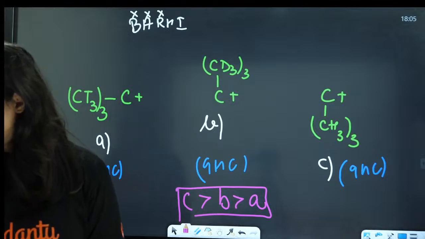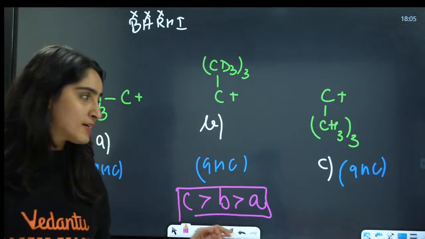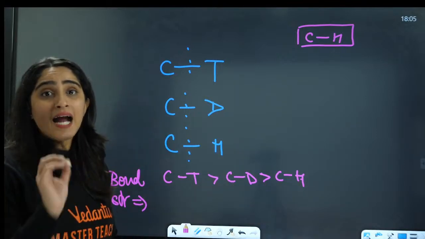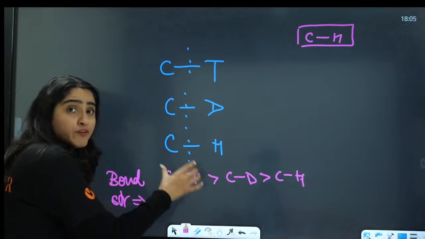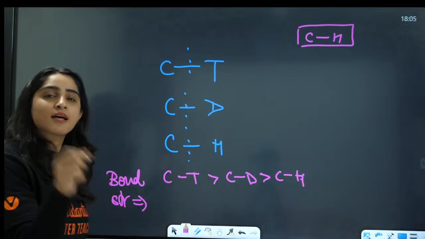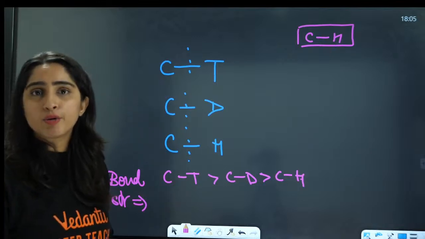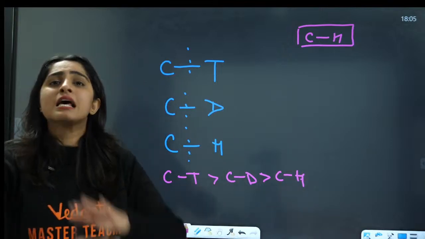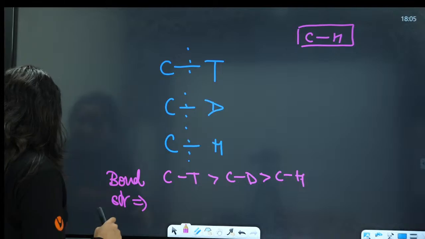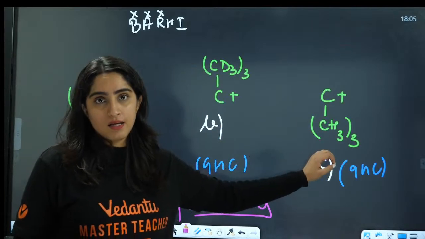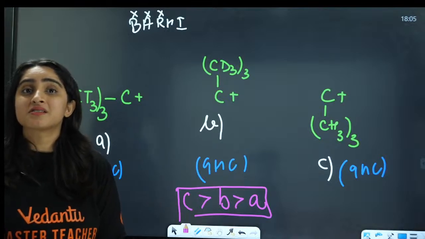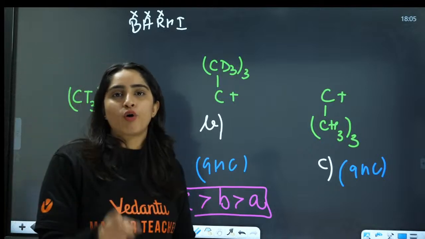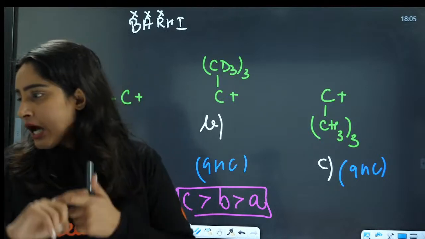Understood, everyone? The bond strength order is CT, then CD, then CH. That means the CT bond will be very difficult to break, and hence the hyperconjugation structures will be difficult to form. CH is easy to break, so the hyperconjugation structure is very easy to form, and that is why CH is the most stable. The number of hyperconjugation structures is the same, but the stability is different because of the bond strength of CT, CD and CH.